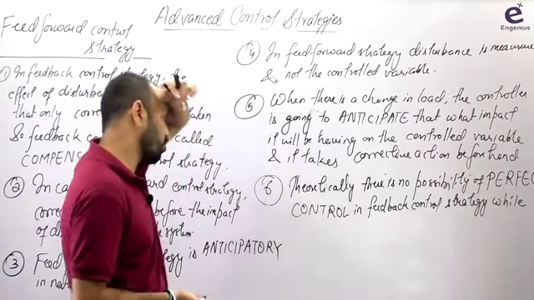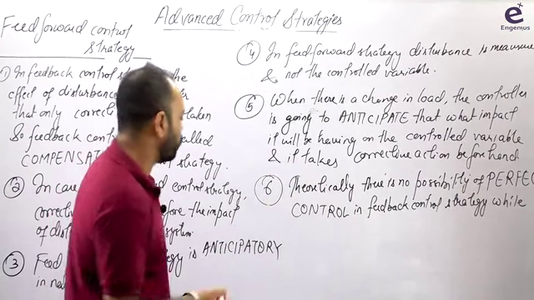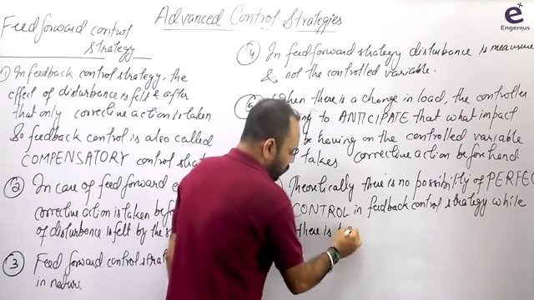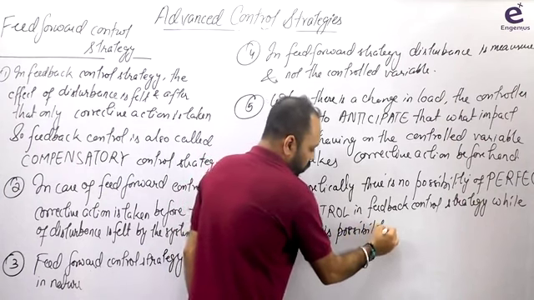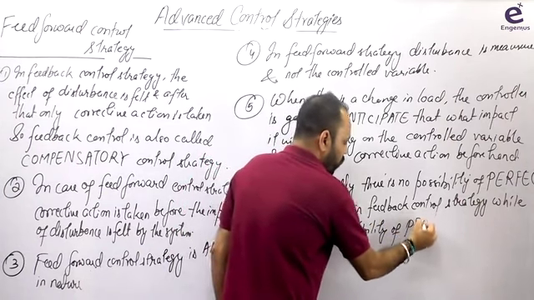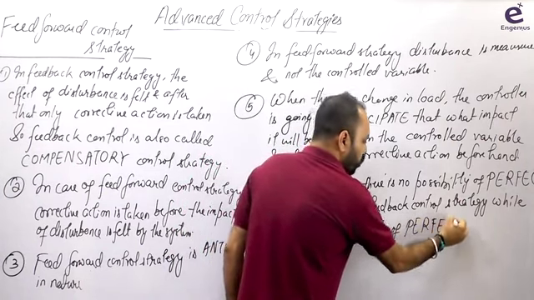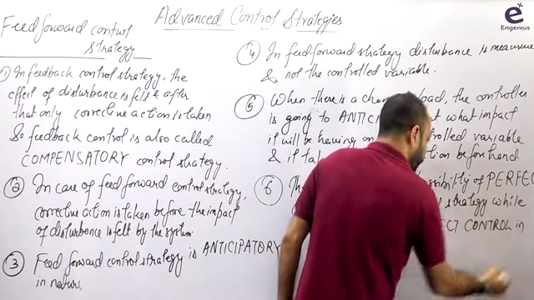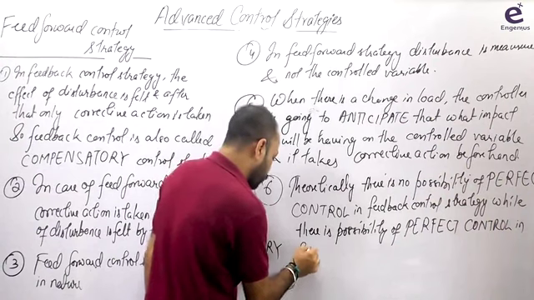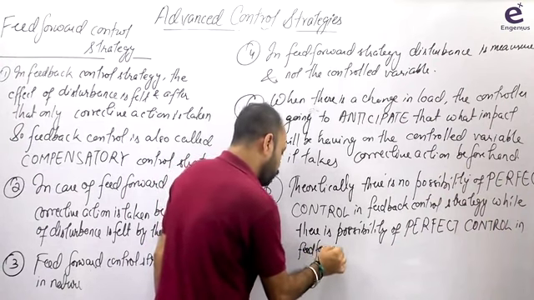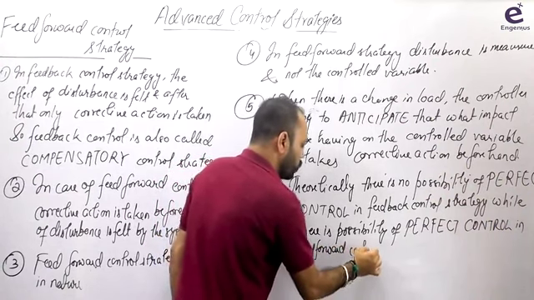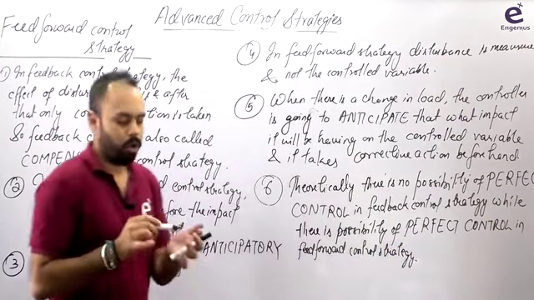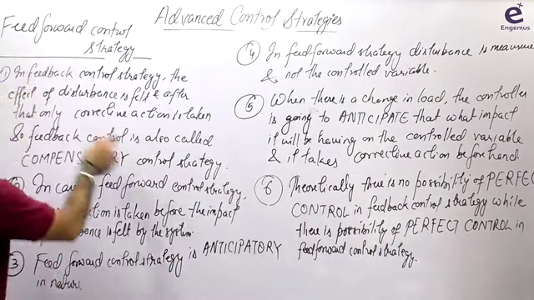सो थ्योरेटिकली स्पीकिंग देयर इज नो पॉसिबिलिटी ऑफ परफेक्ट कंट्रोल इन फीडबैक कंट्रोल स्ट्रेटजी, while there is possibility of perfect control in feed forward control strategy, so theoretically there is possibility. Now there is a problem here. That was the 6th point.